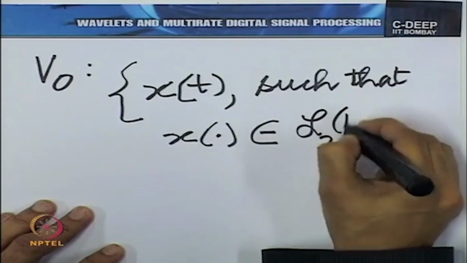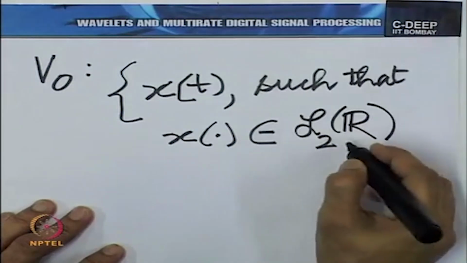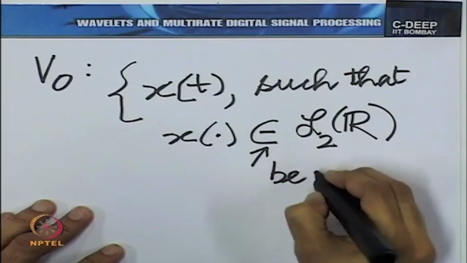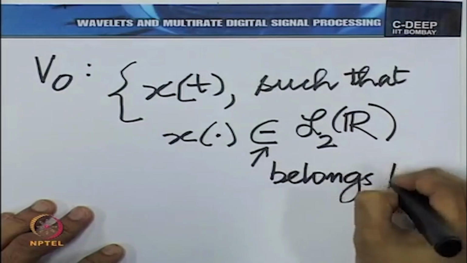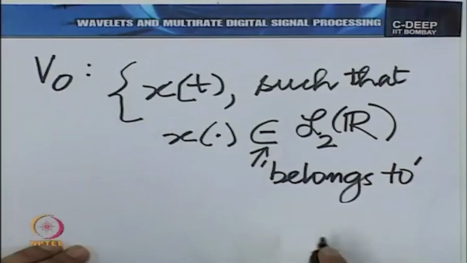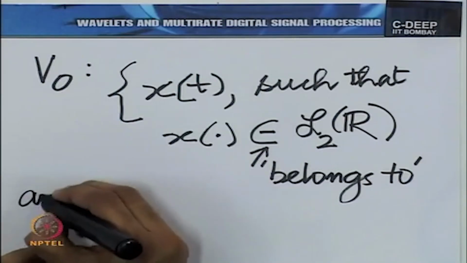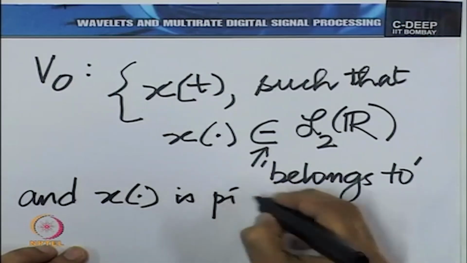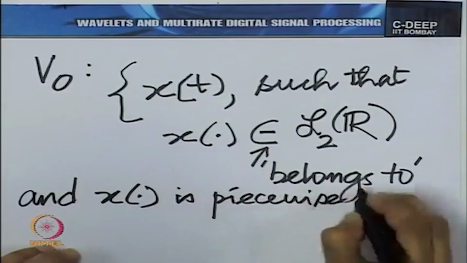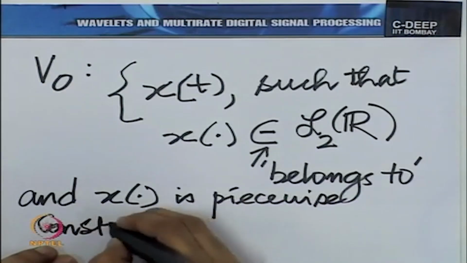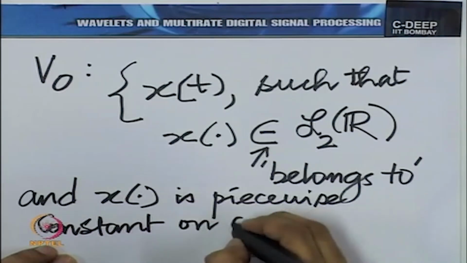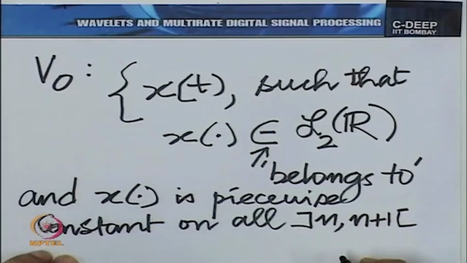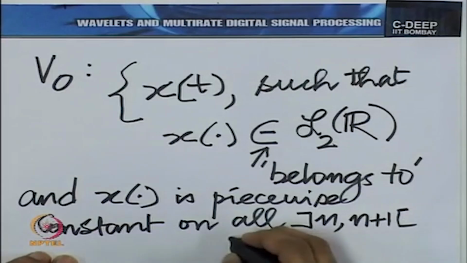R. Recall that L 2 R is the space of all functions which are square integrable, and this stands for belongs to. So, such that x belongs to L 2 R and x is piecewise constant on all intervals of the form n, n plus 1, n integer.